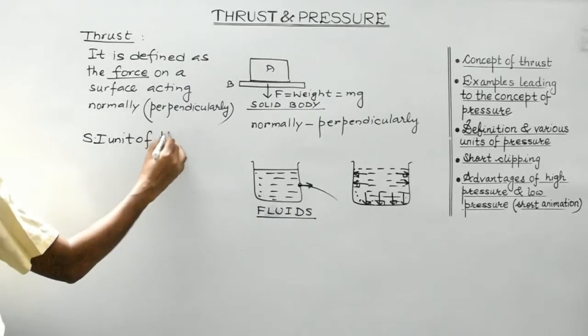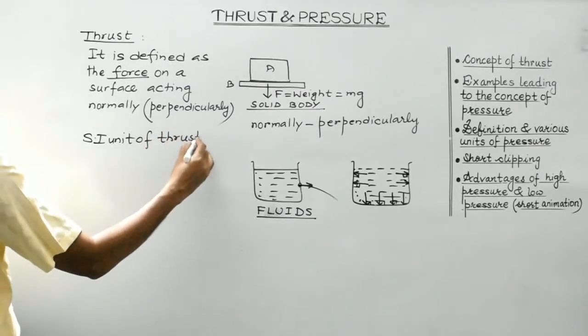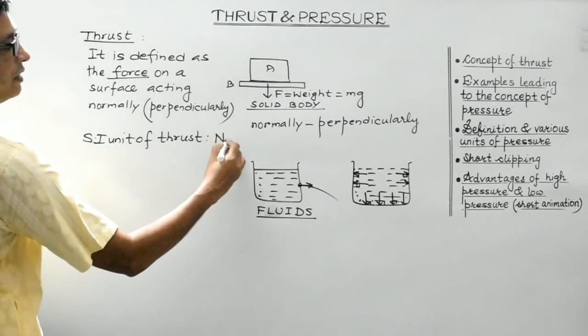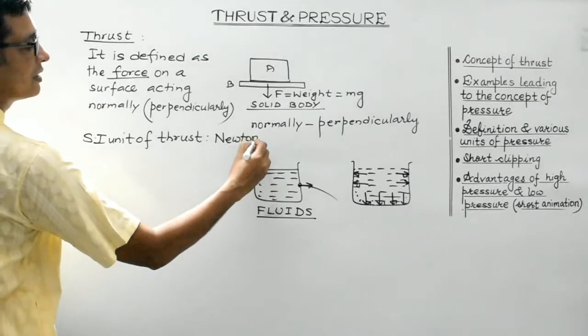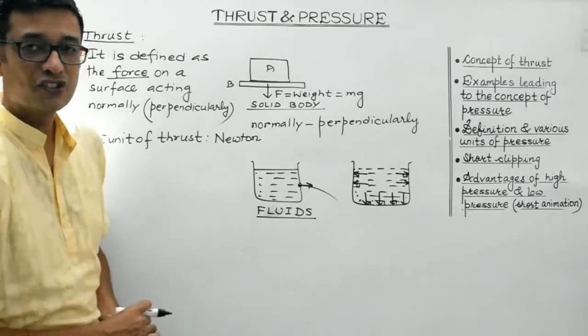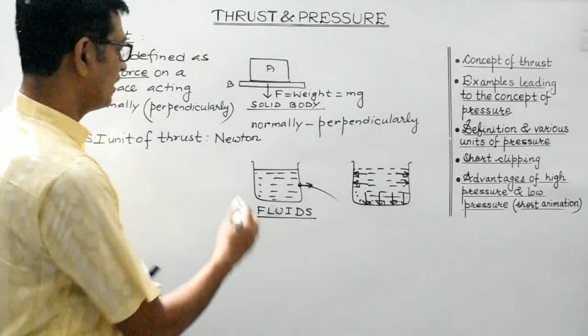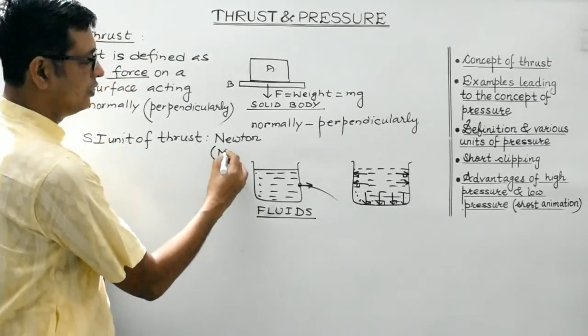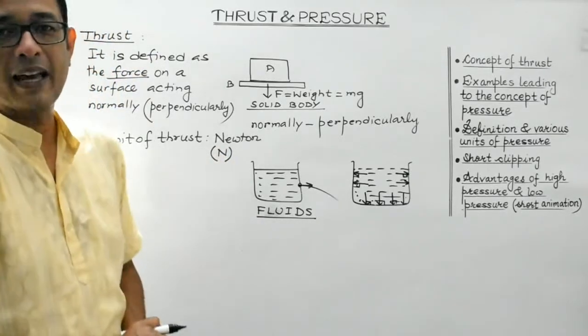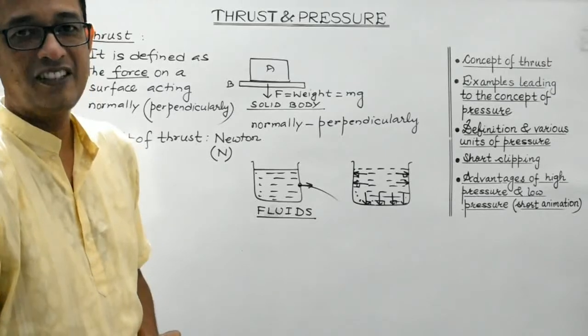Clear, students? Since it is a force, the SI unit of thrust must be the same as that of force, that is Newton. We are aware the SI unit of force is Newton. Thrust being a force, its SI unit would also be Newton, represented by capital letter N, right?